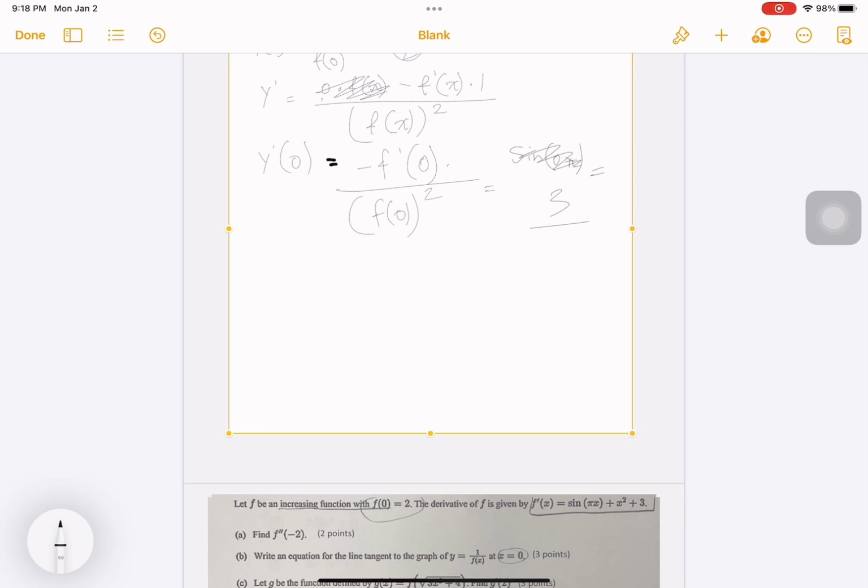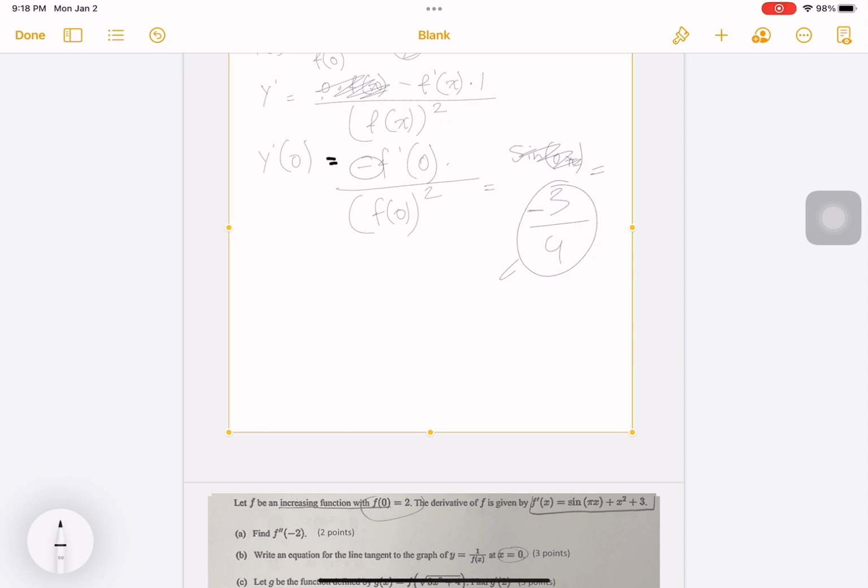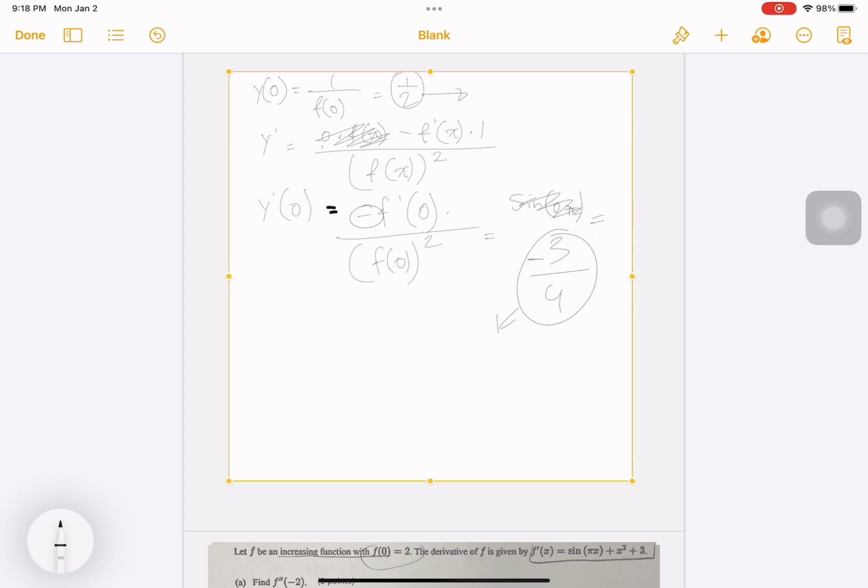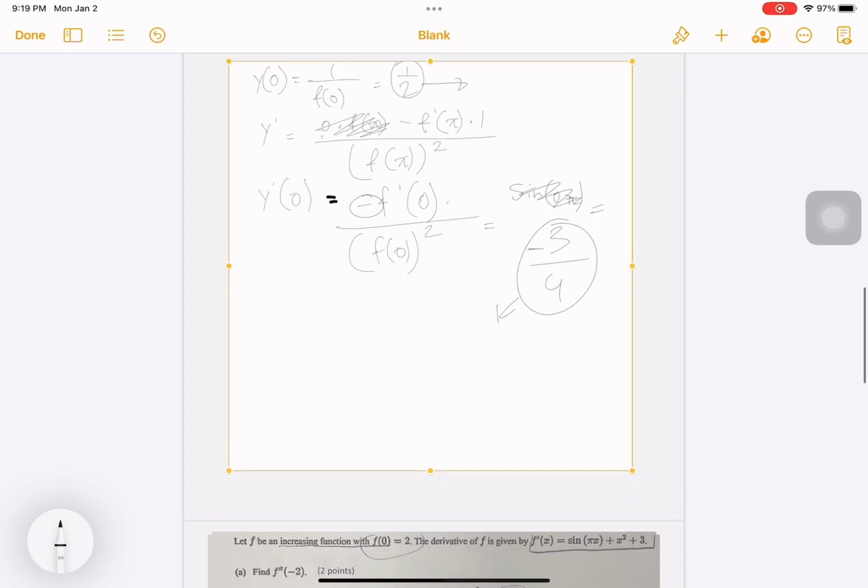So 3, and then we know f of 0 is 2, and 2 squared is 4. But then we know that f prime of 0 is negative, so this would become negative over here. So this is our slope, and this is our y, the value of y1, 1/2. So now we plug it into the point-slope formula, which is y minus y1, which is 1/2, is equal to the slope, which is negative 3 over 4, times x minus x1, and x1 is just 0, so you don't have to do anything, and that is our final answer.